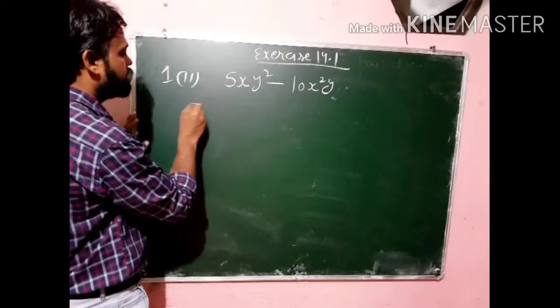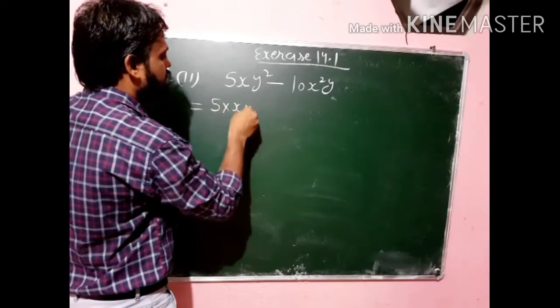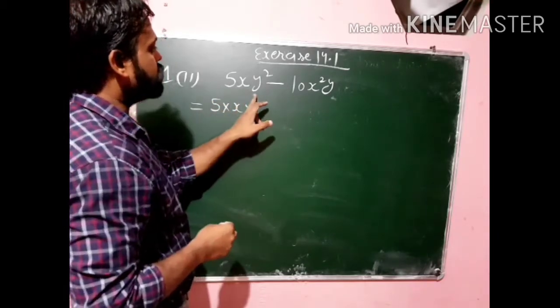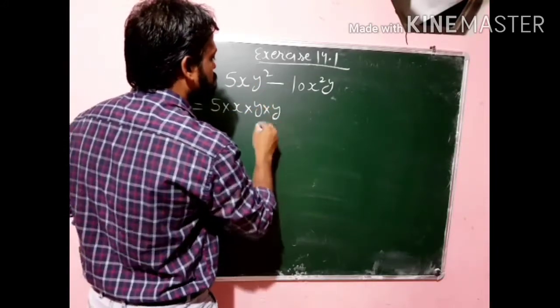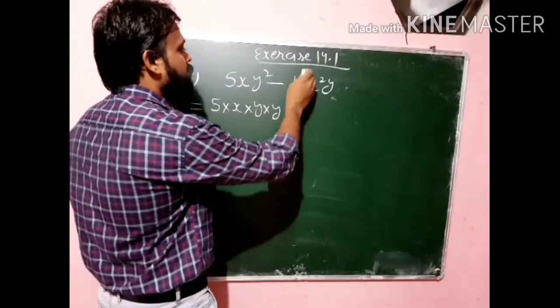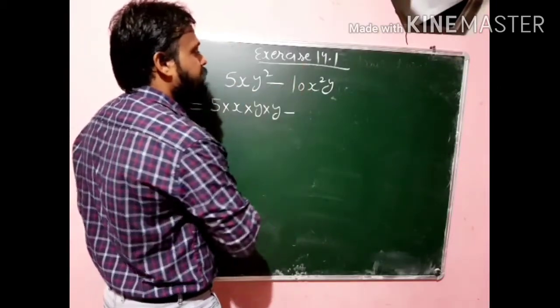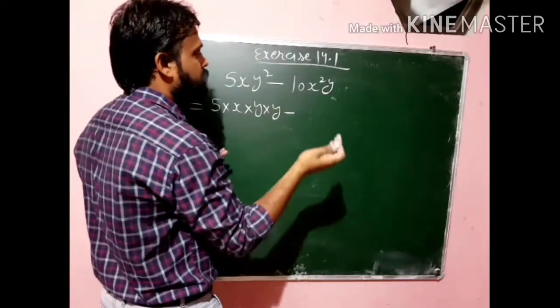And how can we solve this? First of all, write 5 multiplied by x and multiplied by y, and of course here you can see the power of y is 2, so write down y two times, with the minus sign as it is. And now you can see you have to make the factors of 10 also, as I had taken this example also to explain the concept.